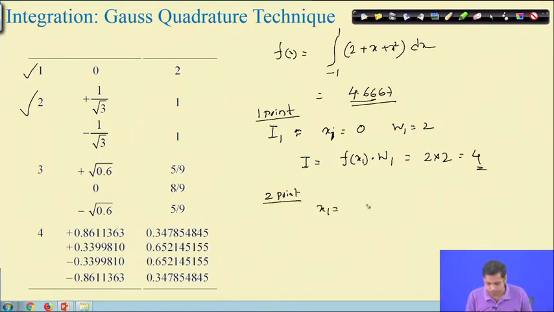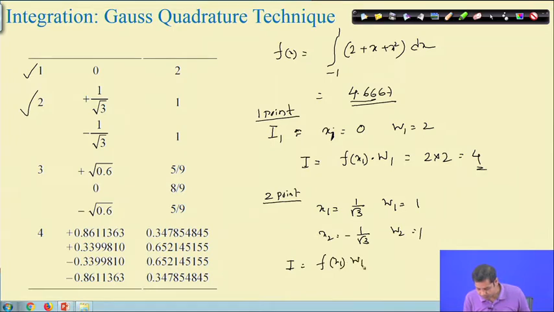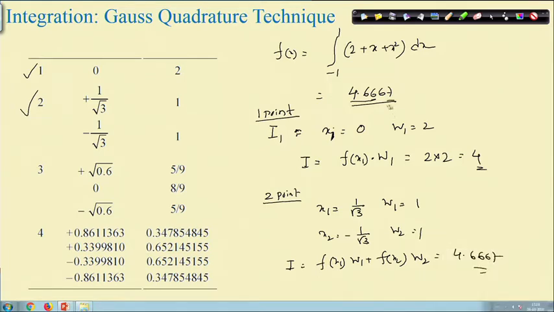x1 is equal to 1 by root 3 and w1 is equal to 1, x2 is equal to minus 1 by root 3 and w2 is equal to 1. Then integration will be f of x1 into w1 plus f of x2 into w2. If you do that, you will get 4.6667, which is close to this.